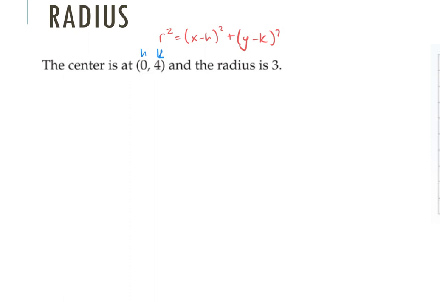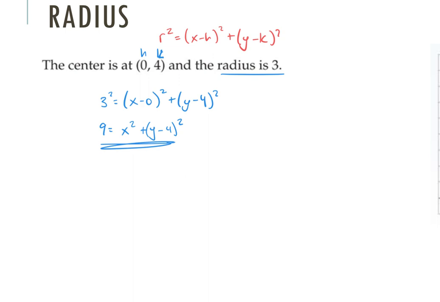Every single time the center is going to be h and k, and the radius is r. So we have this information, we're going to plug it into the equation. This means we're going to have 3 squared is equal to x minus 0 squared plus y minus 4 squared. And now I simplify. 9 is equal to x squared plus y minus 4 squared. And this is our equation. This is what we were going for if we just wanted to have the equation. Now, I'm going to take this equation and we're going to graph it. So, real quick, xy coordinate plane.